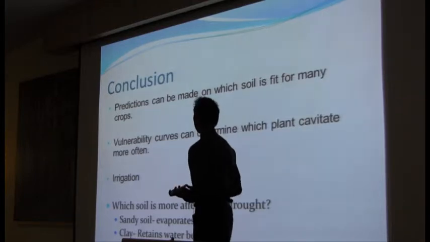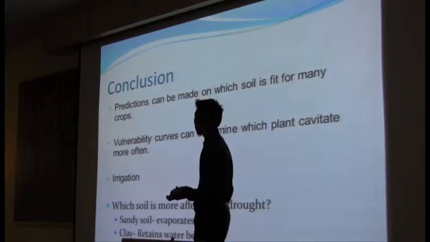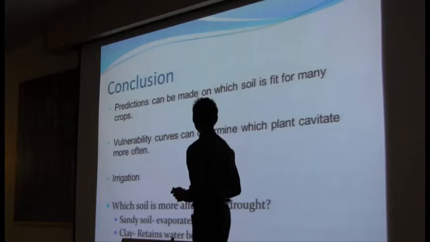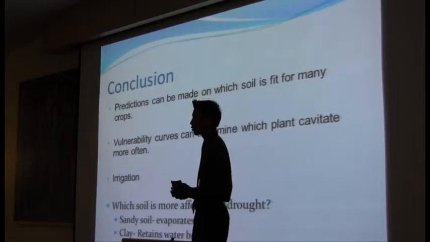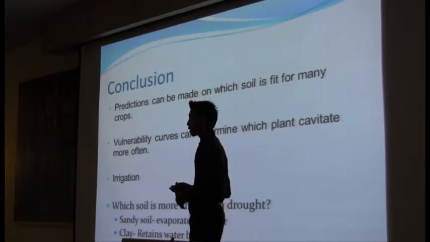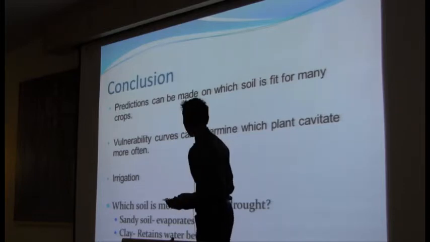Predictions can be made on which soil is fit for many crops. Vulnerability curves can determine which plant cavitates more often. This is important because then farmers may know which crop fits which soil. You would not use a crop that cannot take much tension and give it to a type of soil that does not give much water.